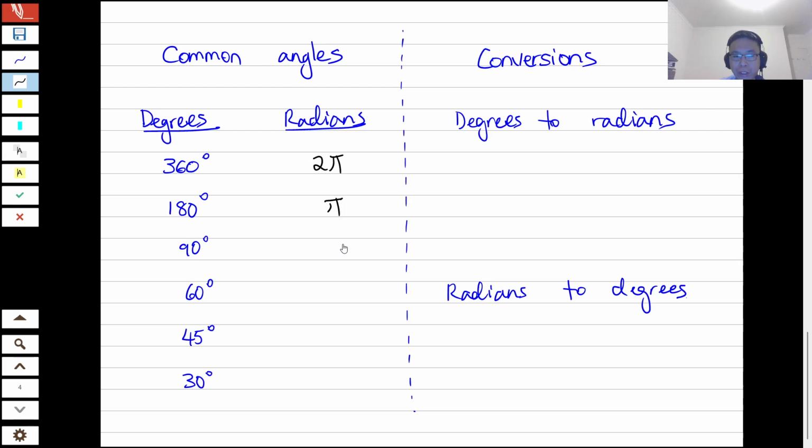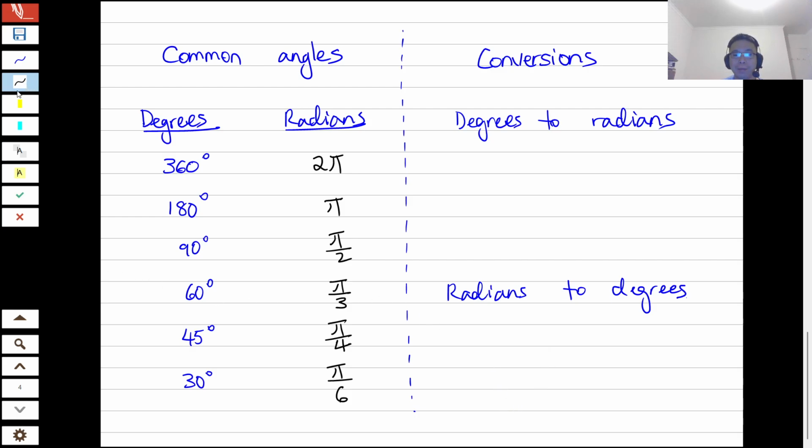If I want a quarter revolution, divide by 2 again, and that gives me pi on 2. And to get from 90 to 30, I divide by 3. So that's pi on 6. If I want to get from 180 to 60, I divide by 3. So that gives me pi on 3. And to go from 90 to 45, I divide by 2. So that gives me pi on 4. These are your common angles.